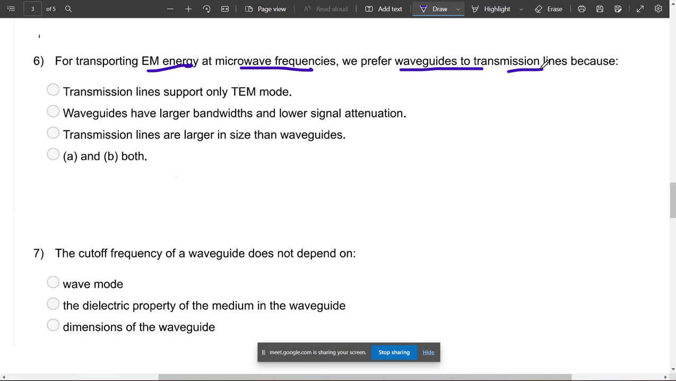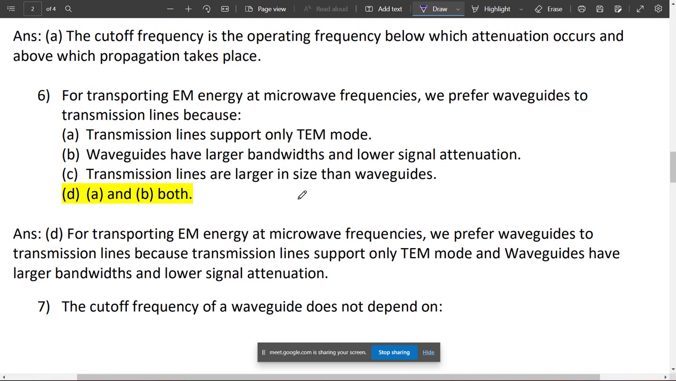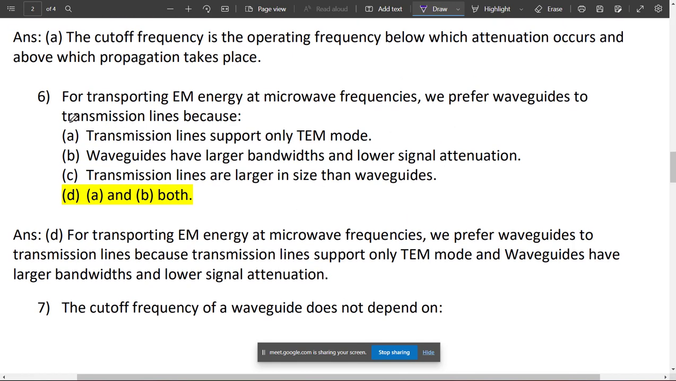सोच के बताओ. Ma'am, you will explain, ma'am. Yes, ma'am. ठीक है, I will explain. So see, the transmission lines can only support TEM mode. Transmission line can only support TEM modes, and for other modes, TE and TM modes, transmission line cannot be used. So we use waveguides, so that's why waveguide is preferred.